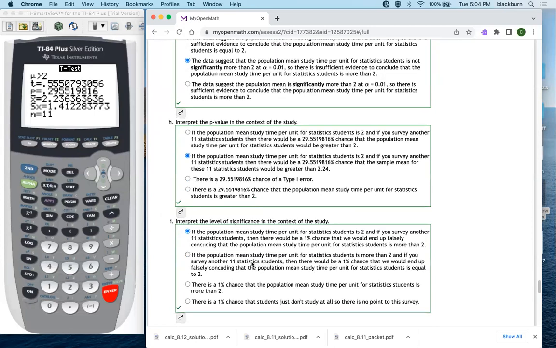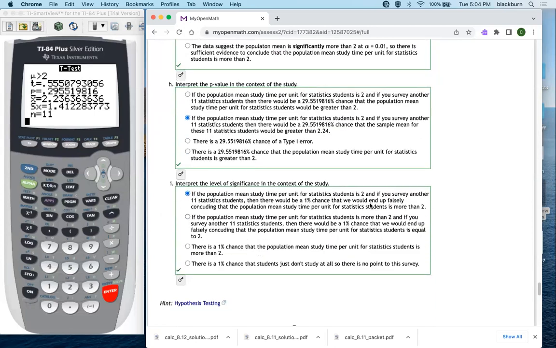Because they're talking about there's only a 1% chance. If your test stat is out in that tail with the 1%, you're going to get a p-value less than 0.01, and therefore you would conclude that the mean study time is more than 2. So there's a 1% chance that you could falsely conclude that, according to this hypothesis testing.